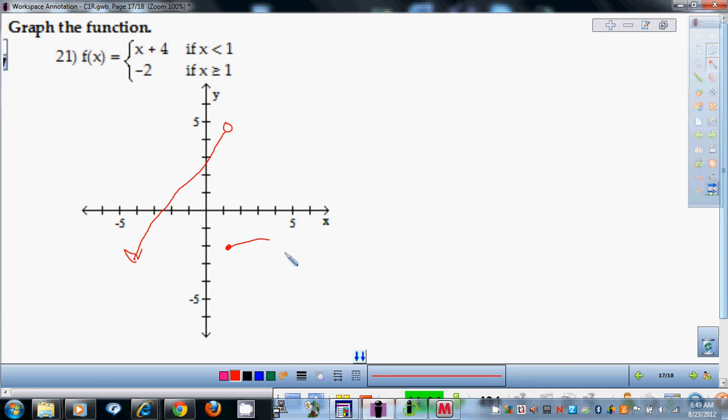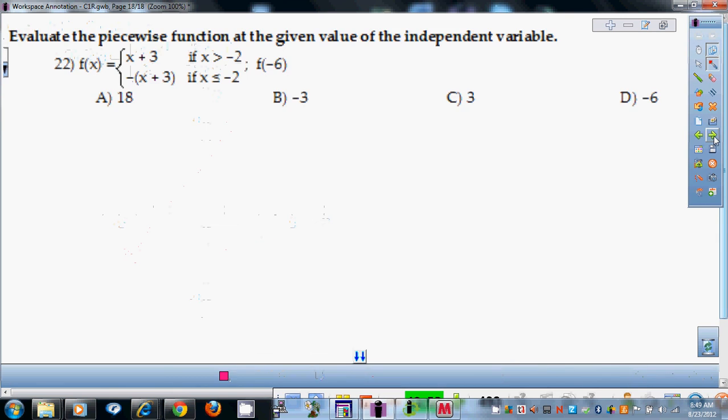All right. We have one more. There were 22 on this review. Last one. Evaluate the piecewise function at the given independent variable. Plug in the value over here to the right. Raise your hand when you think you know it. That's what I do. These I'm taking answers from.